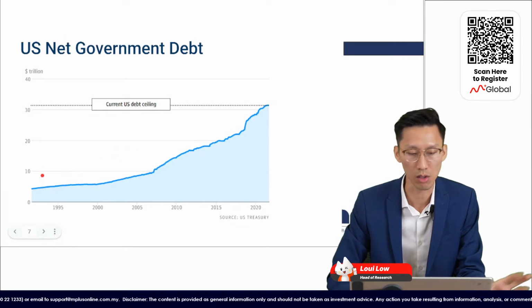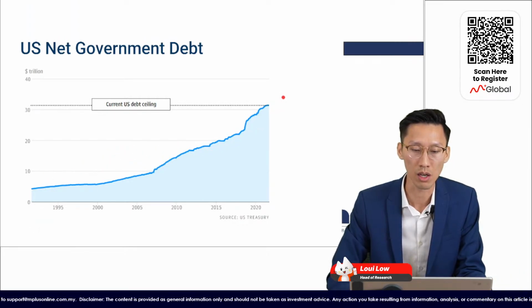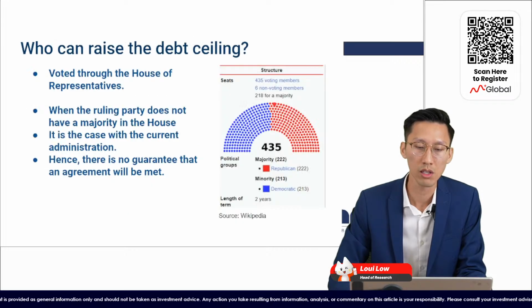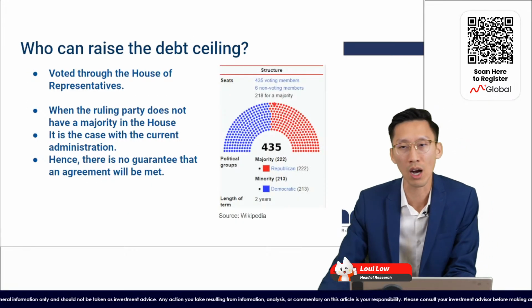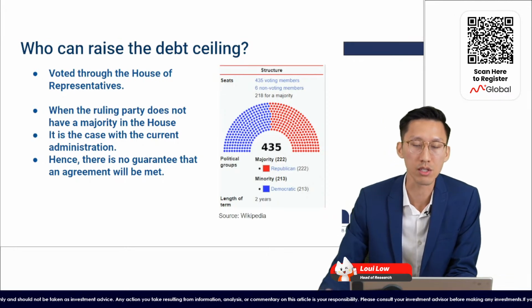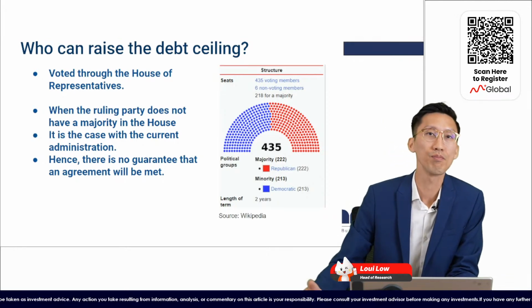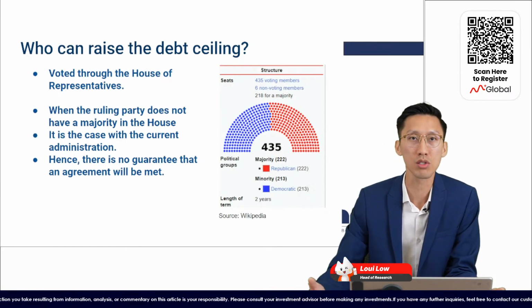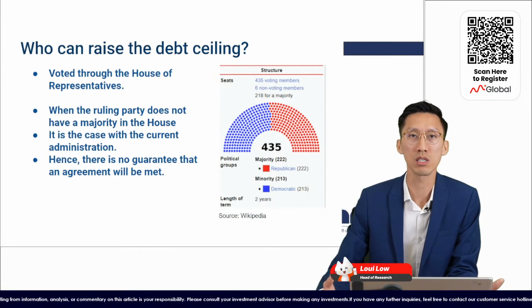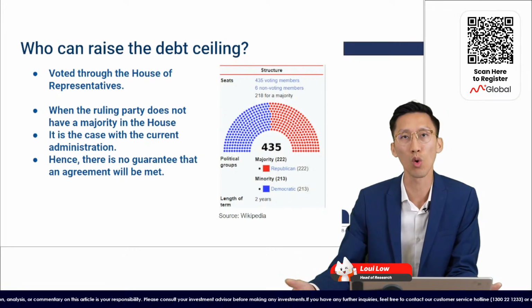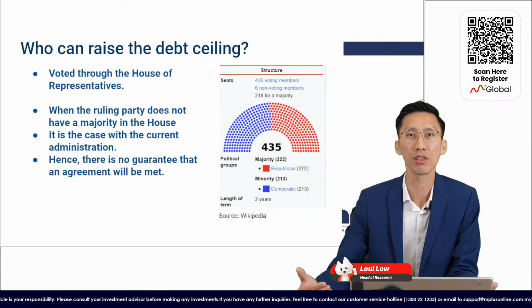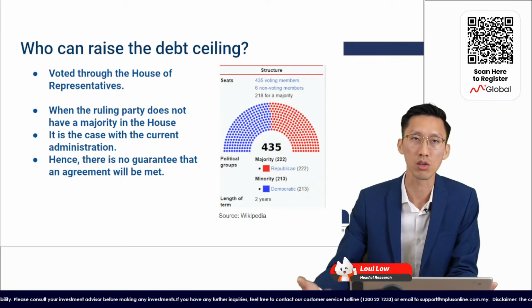Since a long time ago, as was said just now, it has been raised more than 100 times until the current position of 31.4 trillion US dollars. So the question right now is, who can actually raise the debt ceiling? Because if they are in this stalemate situation, what is the way forward? If they cannot raise anything, they cannot do anything, it is a stalemate, and it can make the whole financial system go haywire. What actions can the US take right now?